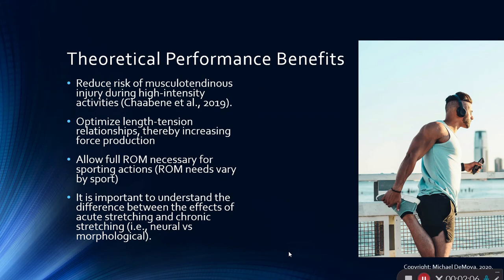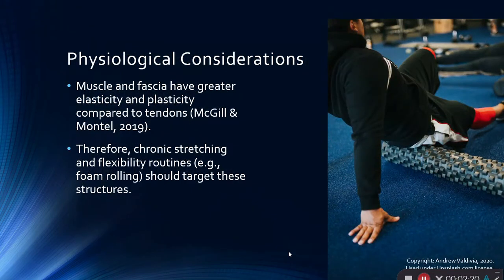It's also important to understand that there's a difference between the effects of acute stretching and chronic stretching. Specifically, acute stretching is going to have a primarily neural effect on performance, whereas chronic stretching is going to have a morphological effect on performance. Some other physiological considerations: muscle and fascia have greater elasticity and plasticity than tendons, so it's important that any flexibility routine, so that includes foam rolling, but also chronic stretching, is targeting these structures, that is muscle and fascia.